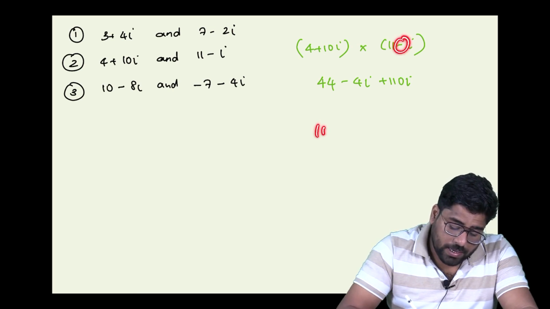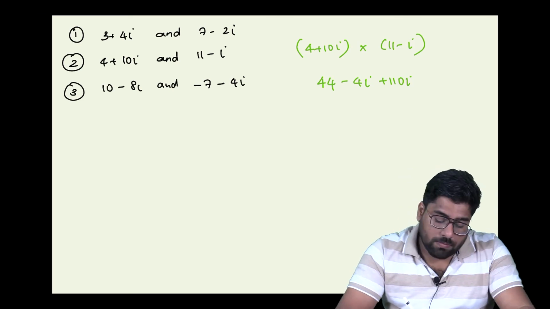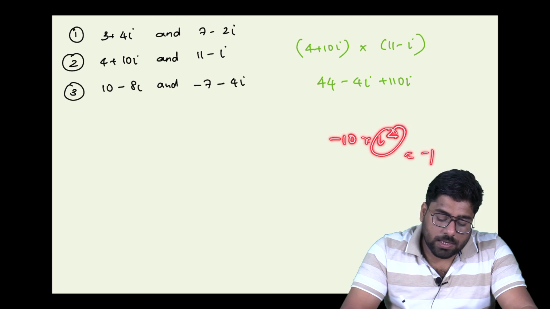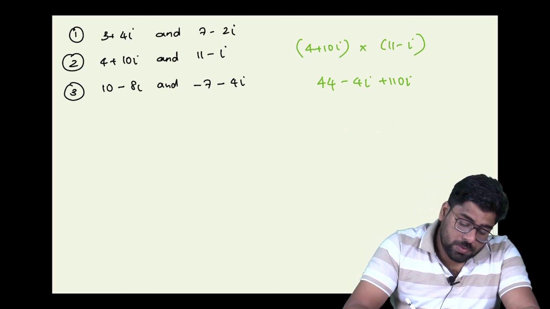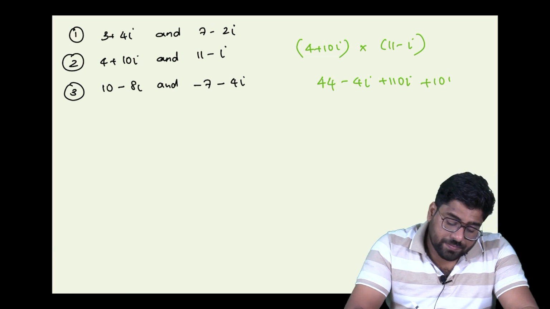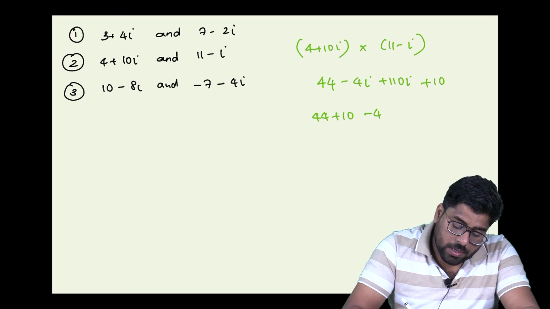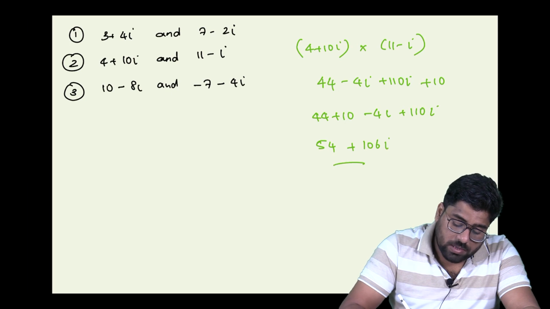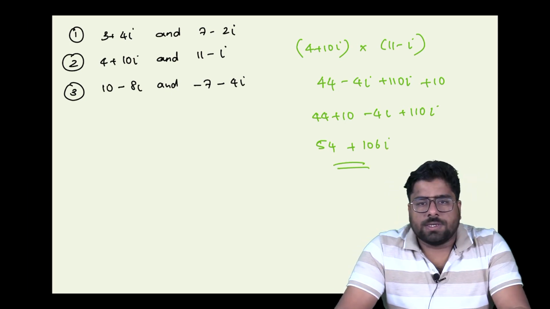So it is going to be 10i into minus i. When I write 10i into minus i, it is going to be minus 10 into i square, and this i square becomes equal to minus 1. So it is going to be plus 10. It is going to be 44 plus 10 minus 4i plus 110i. So my final answer is going to be 54 plus 106i.